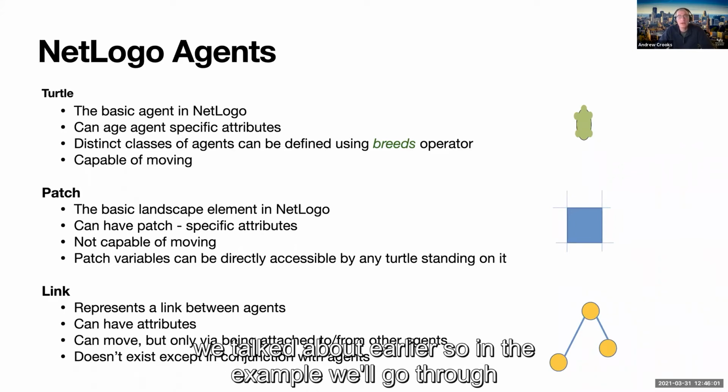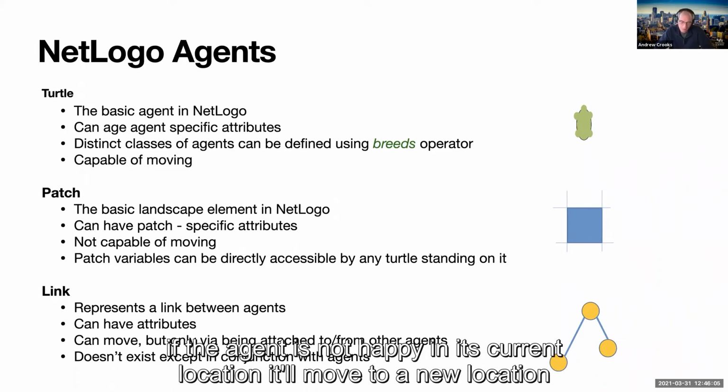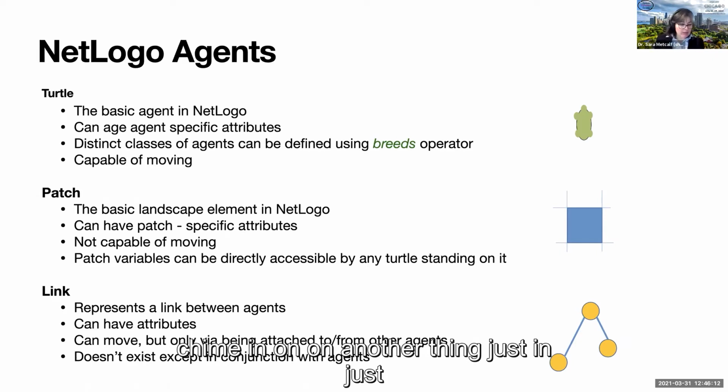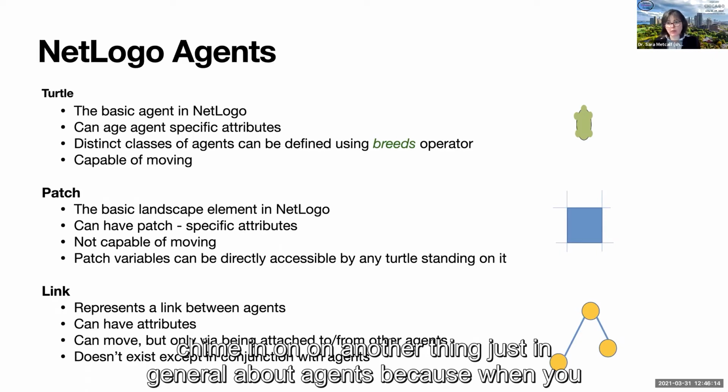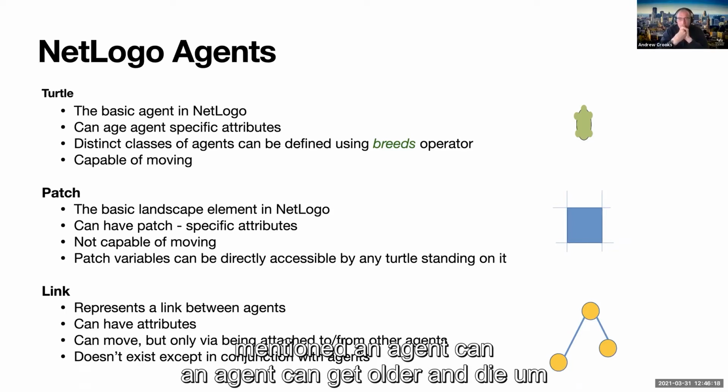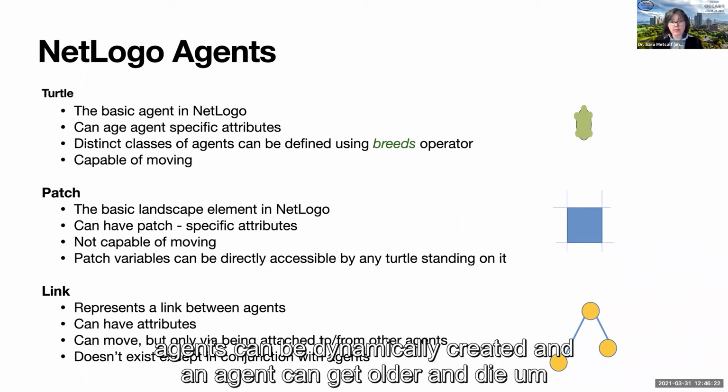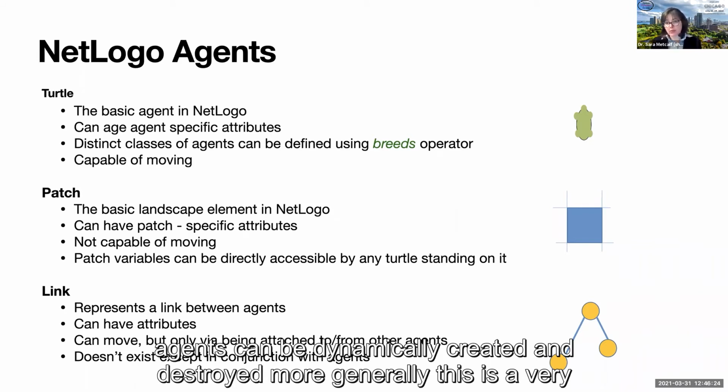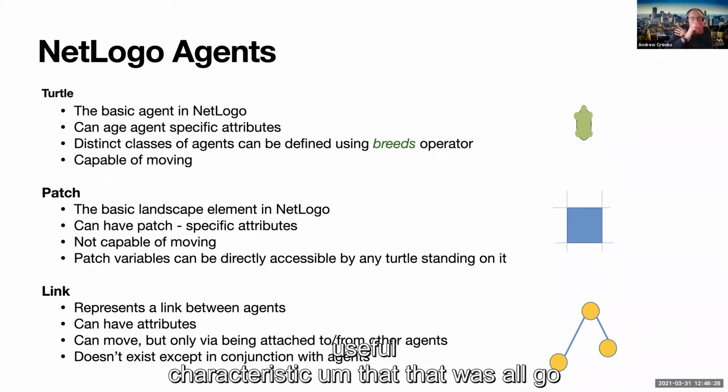So in the example we'll go through, if an agent's not happy in the current location, it'll move to a new location. Agents sit on top. Wait, Andrew, could I just chime in on another thing, just in general about agents? Because when you mentioned an agent can get older and die, agents can be dynamically created and destroyed more generally. This is a very useful characteristic. That was all. Go ahead.